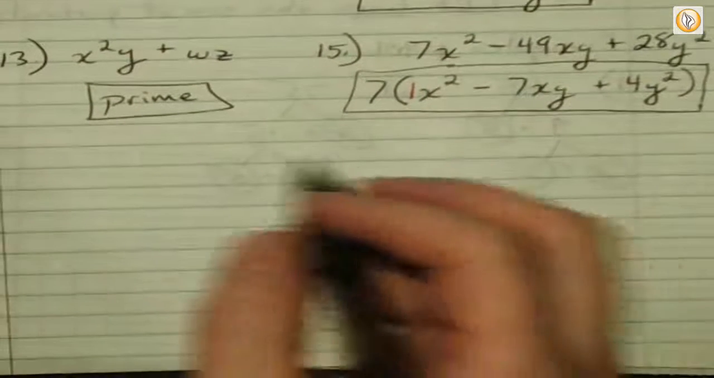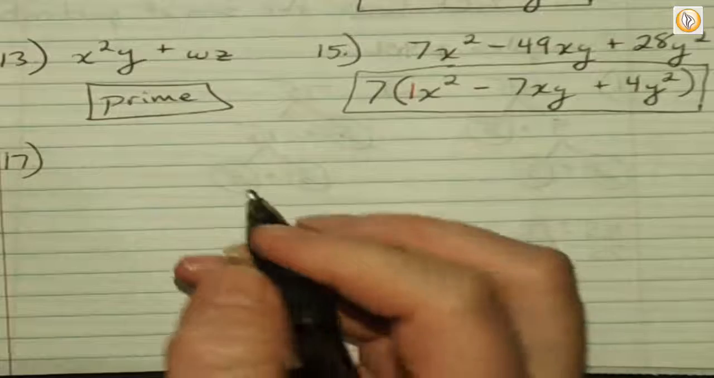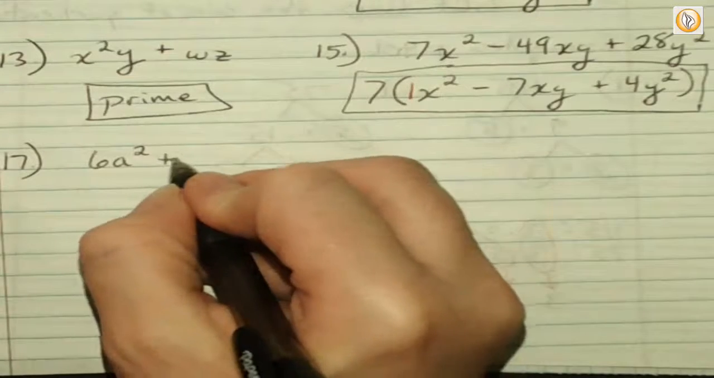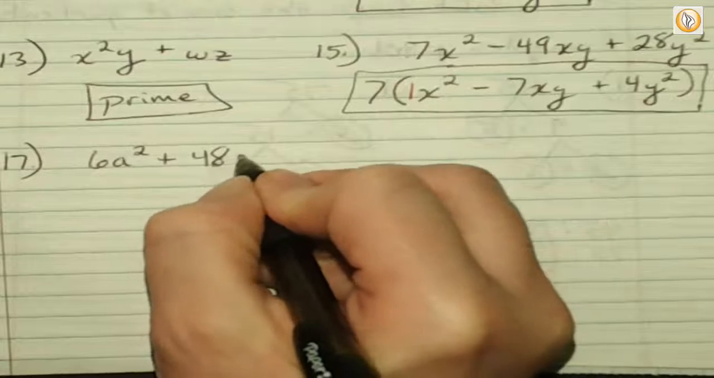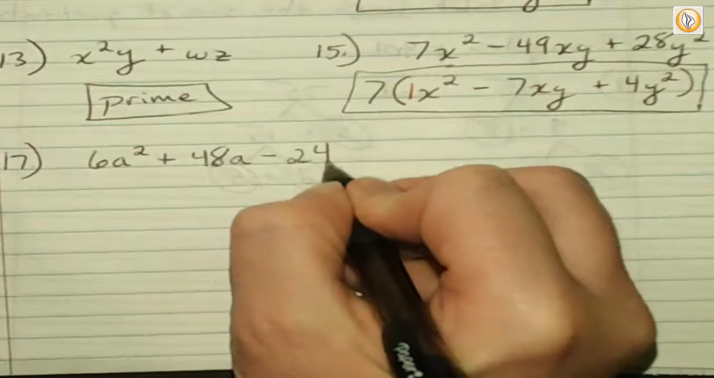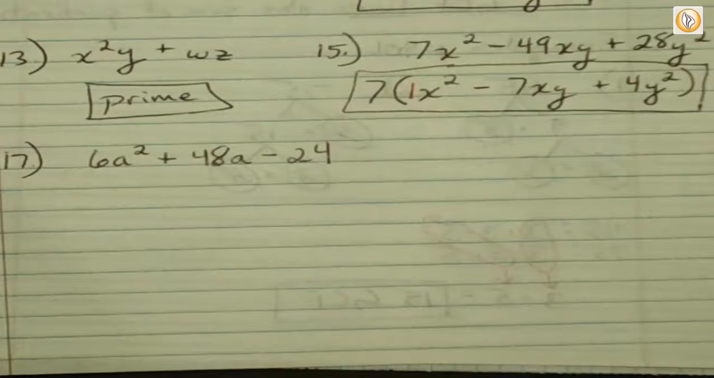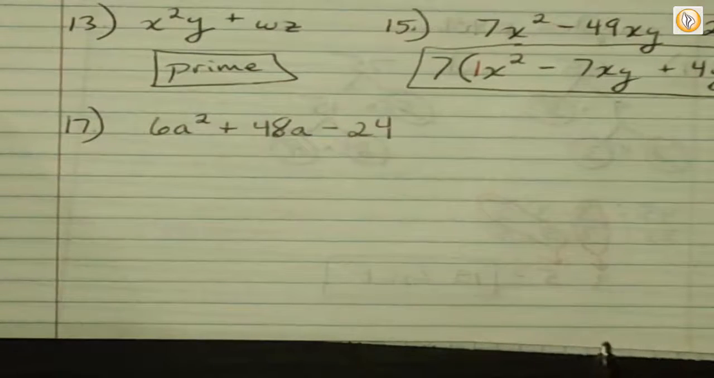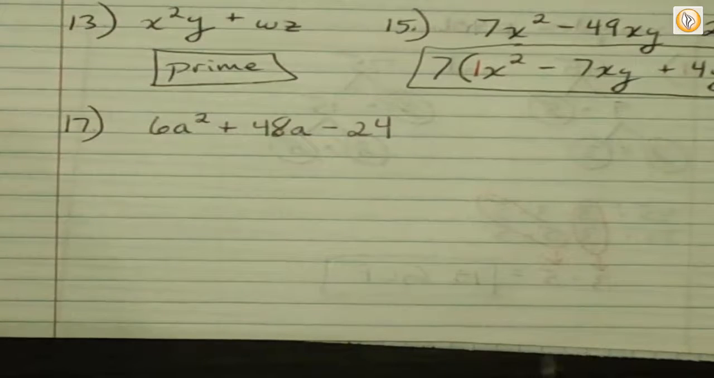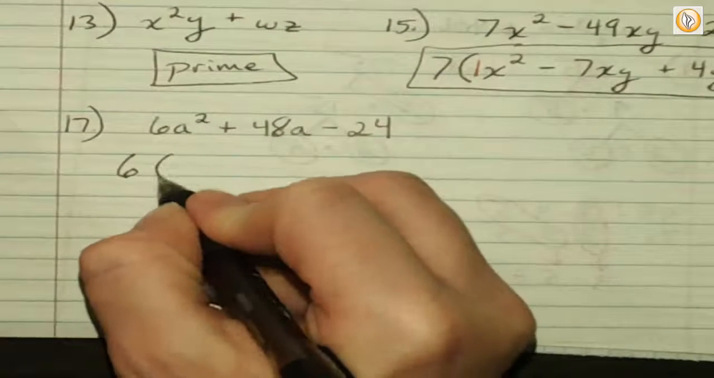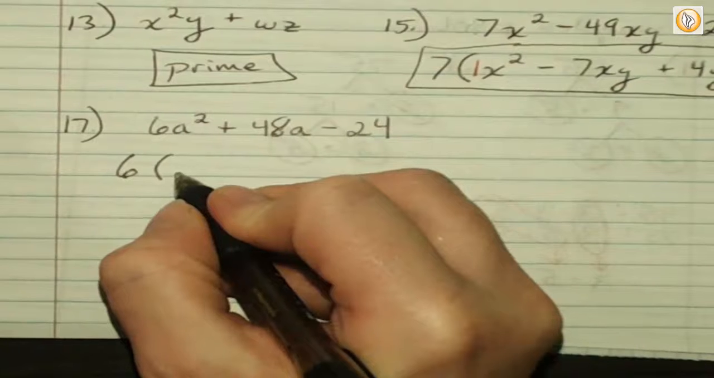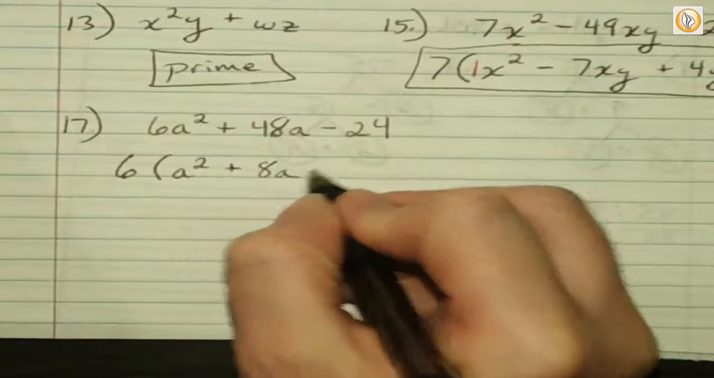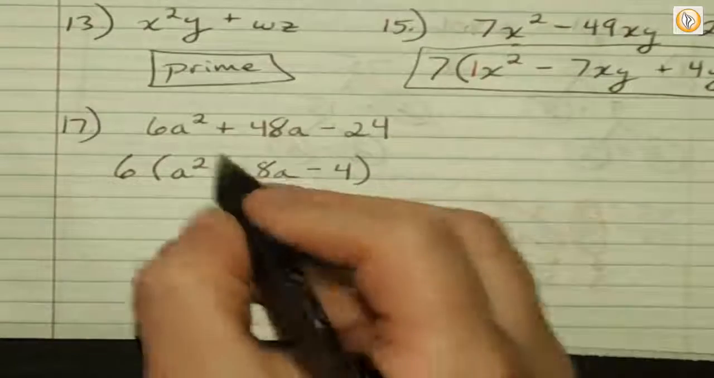Okay, let's look at 17. I told you I'm doing a whole bunch. 6a squared plus 48a minus 24. Keith, what can I pull out of all three of those? Good. And what am I left with? A squared plus 8a minus 4. Perfect.